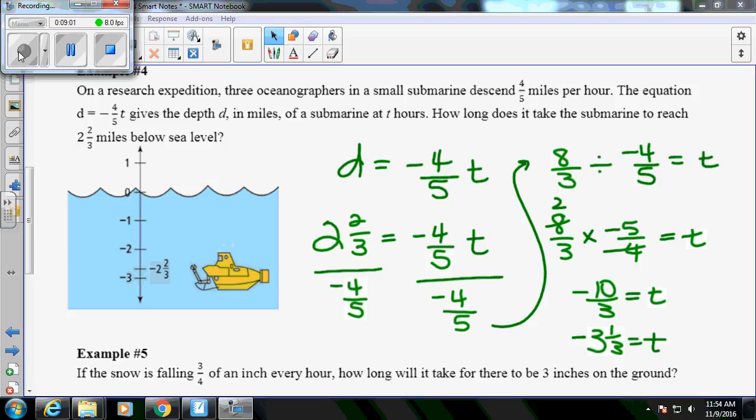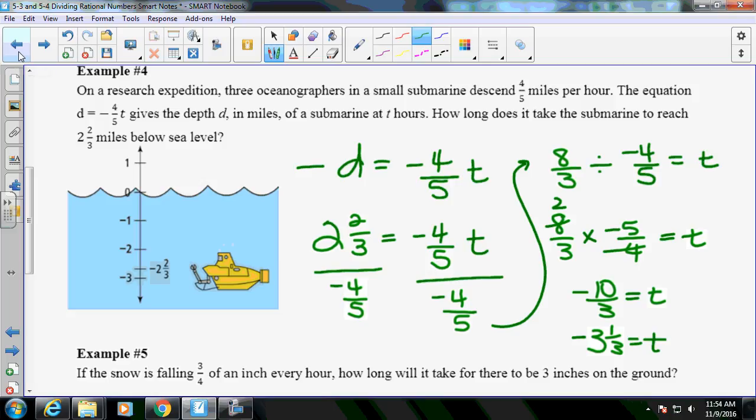I need to make a correction as I look. My depth is negative. Sorry about that, I had to stop and think about that. My depth is negative. And how did I know that? Because when I went to do my problem, I ended up with a negative time. And I can't have time be negative. So my time is 3 1/3 hours, or 3 hours, 20 minutes. Sorry about that.